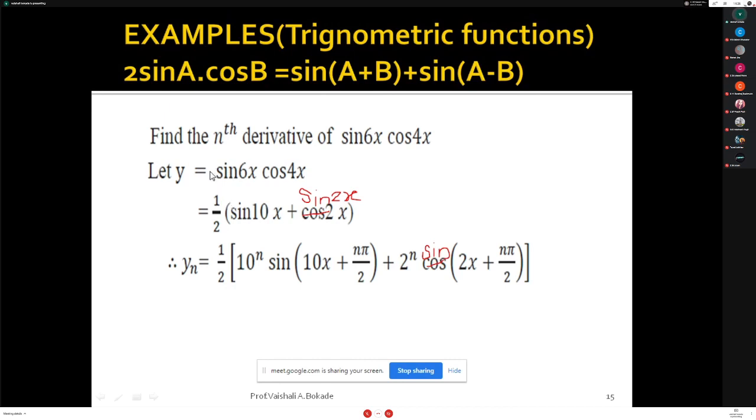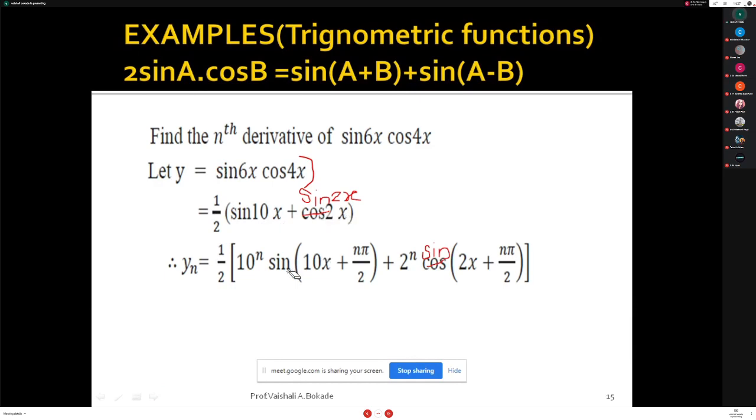Yes. So you are going to multiply and divide it by 2. So that 2 sine A into cos B formula you can apply it here. Yes. So we are keeping 1 by 2 as it is, 2 sine A into cos B, sine 10x plus sine 2x. And now you can observe you are having y completely in terms of addition of sine terms. Sine 10x plus sine 2x.